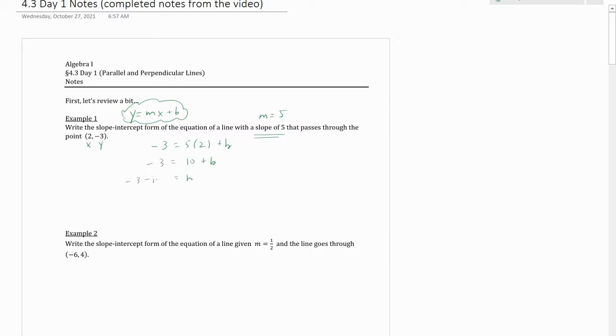So I'm just going to subtract 10 from both sides. I got my equation. What was the slope again? 5, y-intercept, -13.